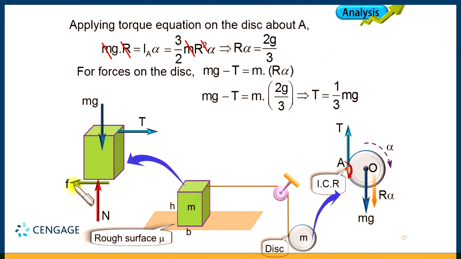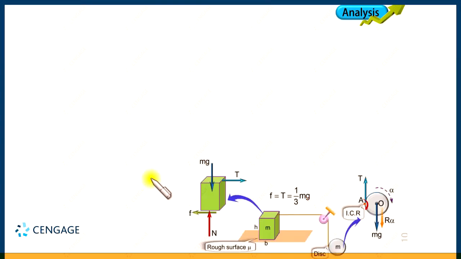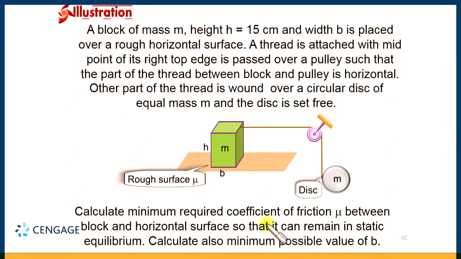That means the friction force, that is of a static nature, is equal to 1 by 3 mg. So let us write small f equal to T equal to 1 by 3 mg. This is the free body diagram of the block. So we got the friction force, and we know this block is at static equilibrium. That means static friction, and if it is static equilibrium, we can write F equal to mu multiplied by N, because we need to calculate the value of small b.